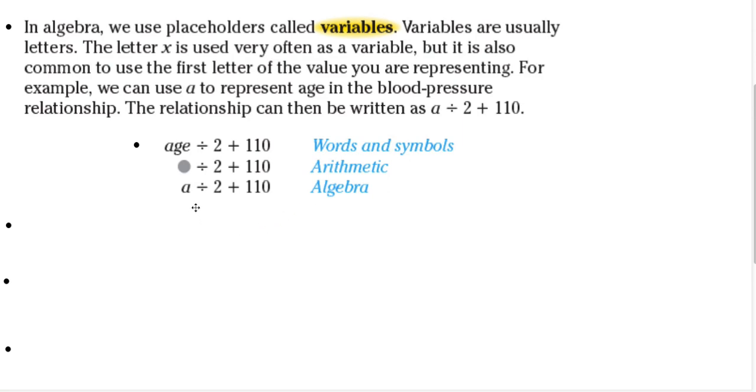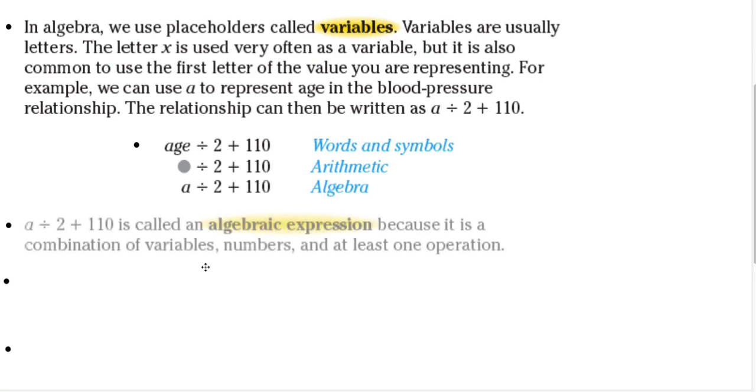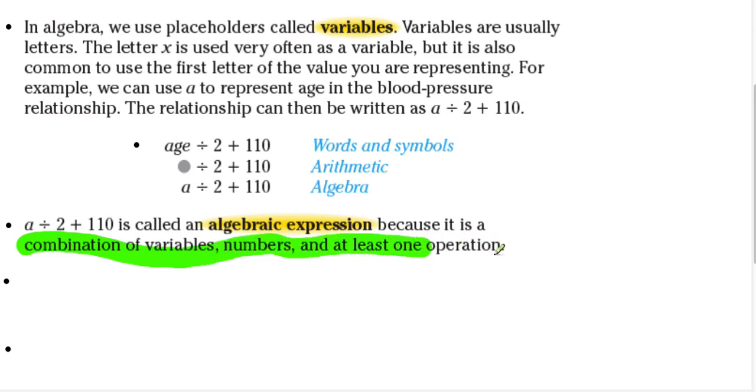And A divided by 2 plus 110 is what we call an algebraic expression, because it is a combination of variables, numbers, and at least one operation. And this is now the definition of an algebraic expression. It's a combination of variables, numbers, and at least one operation.